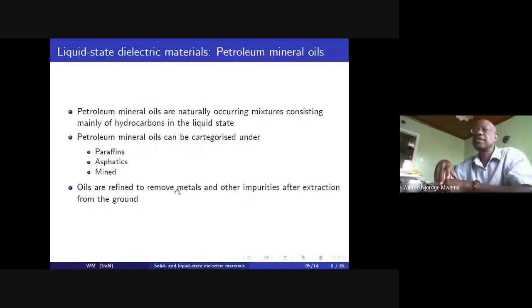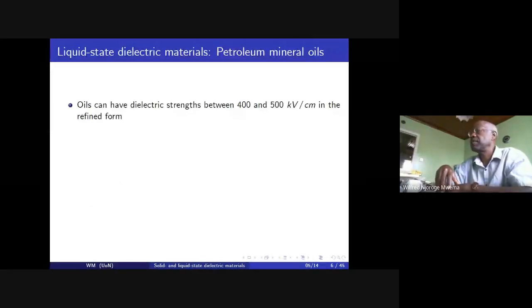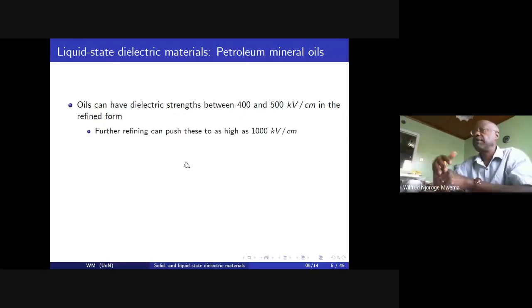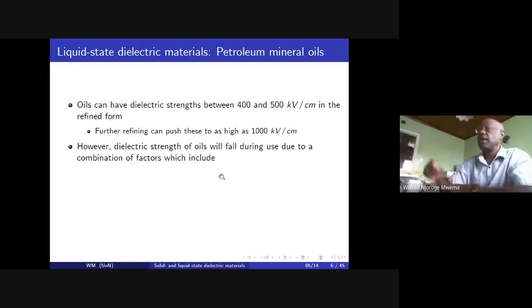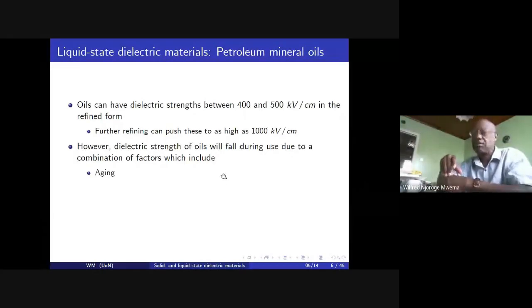So oils can have dielectric strength between 400 and 500 kilovolts per centimeter in the refined form, and further refining can push this to as high as 1,000 kilovolts per centimeter. However, dielectric strengths of oils will fall during use due to a combination of factors, and this includes: one, the oil will be aging, because as you apply different amounts of electric fields and they are changing their directions, of course, they will start to change their chemical form, and therefore that's what we refer to as aging. As you increase their temperature and so forth, they change their chemical form.